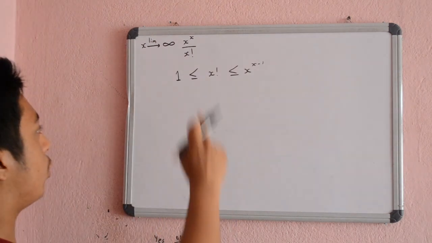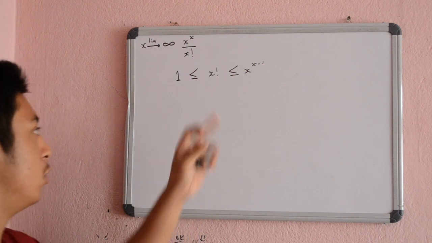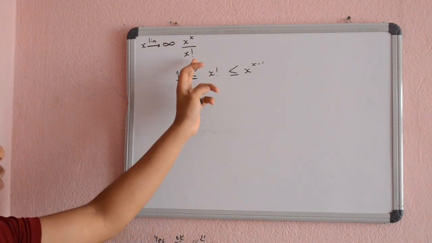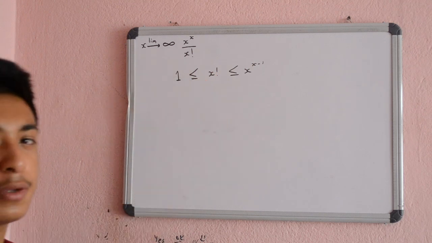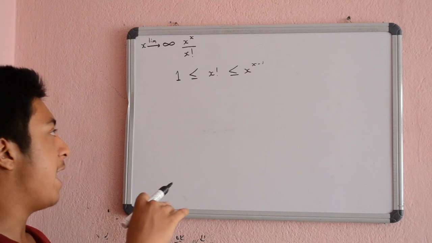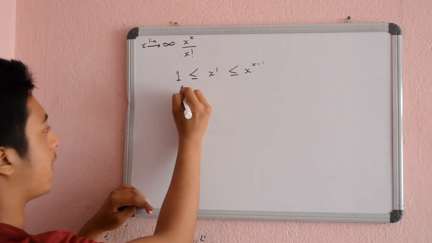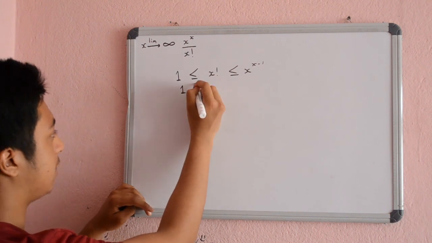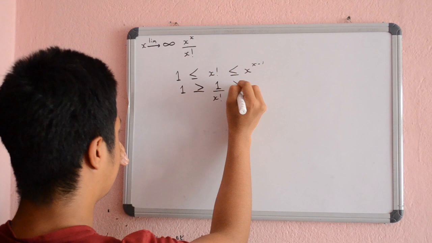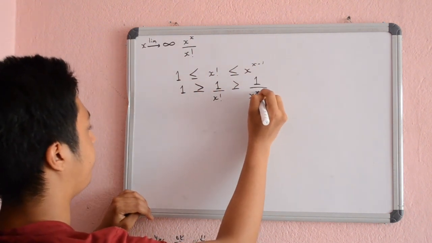From here, we want x to the power x by x factorial. And for the squeeze theorem to work, we need to work with this, and right here we want it to be in a denominator. What you can do is just take the reciprocal. When you take the reciprocal of any inequality, this sign flips. So this is 1 by 1, which is just 1. This will now be greater than or equal to 1 by x factorial. This will be greater than or equal to 1 by x to the power x minus 1.